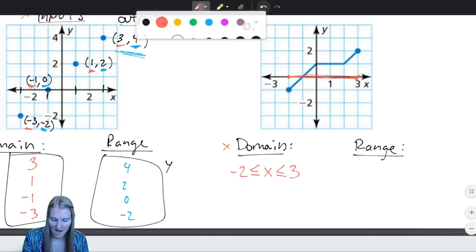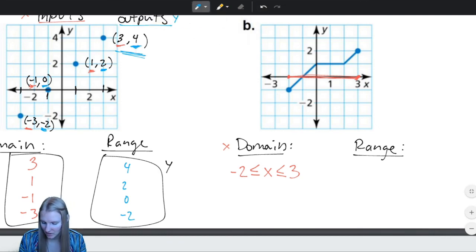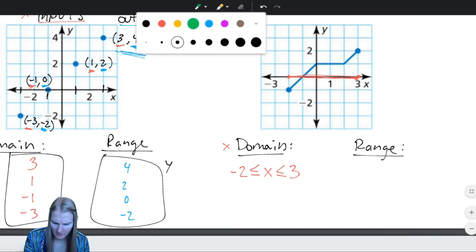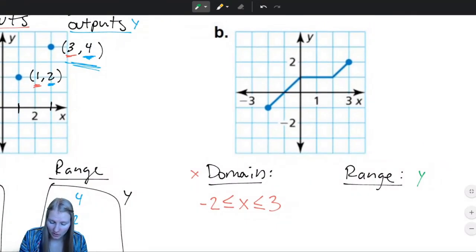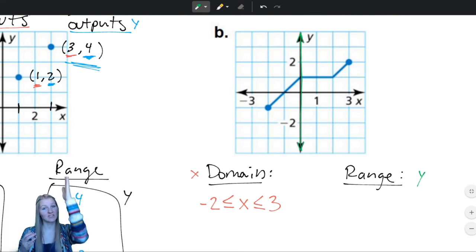Okay. Now, let's look at our range. Let's look at the y values. And actually, I'm going to use a different color for the range, since the graph is blue. I don't want to use blue, that might be confusing. So let's erase all of the x-axis, x input stuff, and let's go ahead and look at our y values. And to look at the y values, we're going to look at the y-axis. The y-axis is the vertical axis that goes up and down.